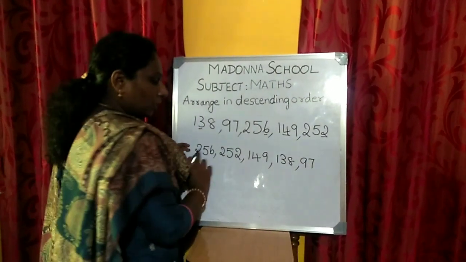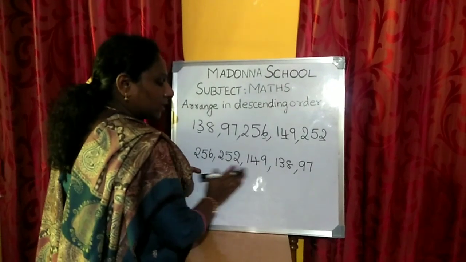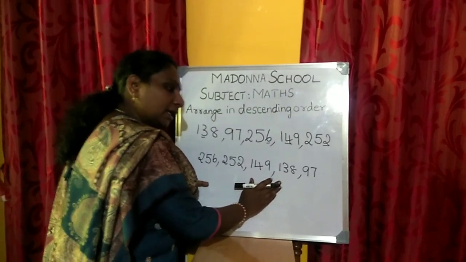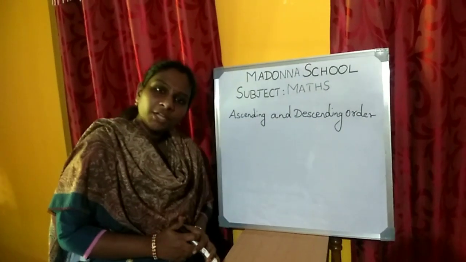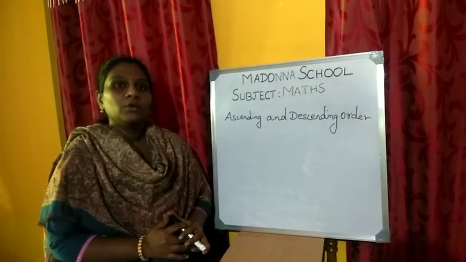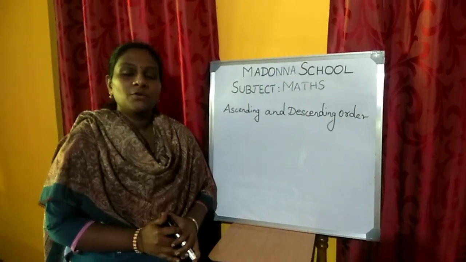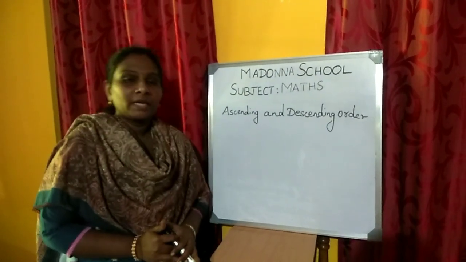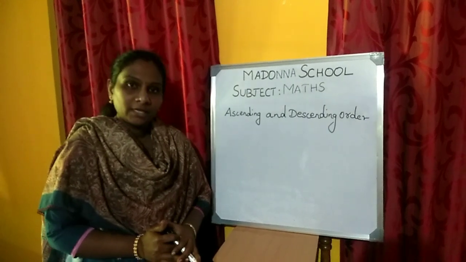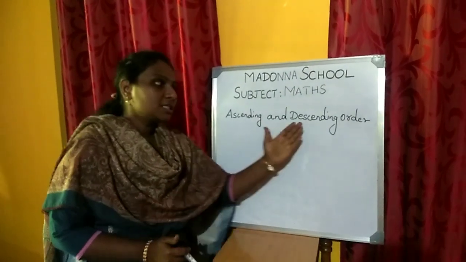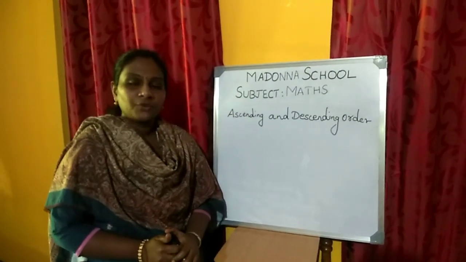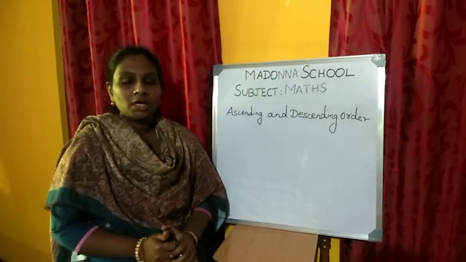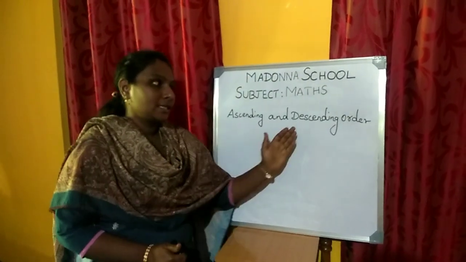Okay. So it is in the decreasing order and it is also called what, children? Descending order. So now what is ascending order, children? When we write numbers from smallest to greatest, it is called ascending order. And what is descending order, children? When we write numbers from the greatest to the smallest, it is called descending order.